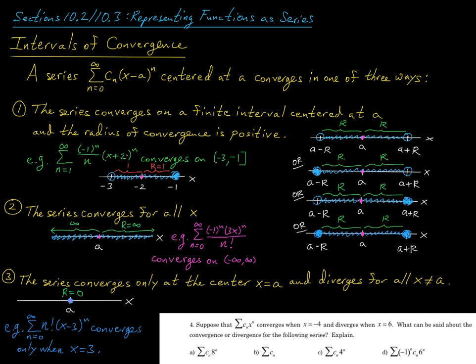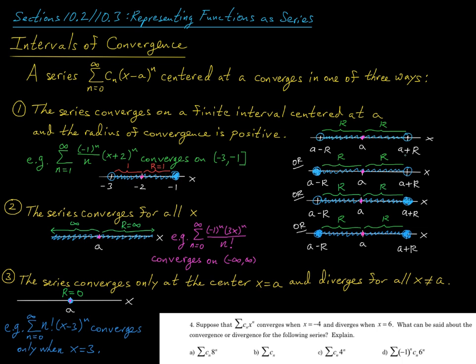So going back to the example from the last video, where we're summing (-1)^n over n times (x + 2)^n, we found that this series converges on the interval from -3 to -1. Here we're not including the left endpoint -3, but we are including the right endpoint -1. Note that this interval is centered at -2, which is the center of this series. Recall that the radius of convergence measures the gap between the center of the interval of convergence and either one of these endpoints. So here the radius of convergence r is equal to 1.